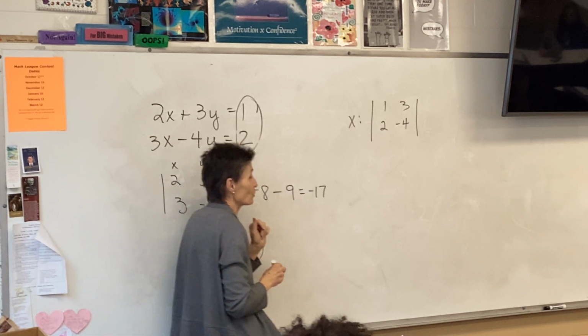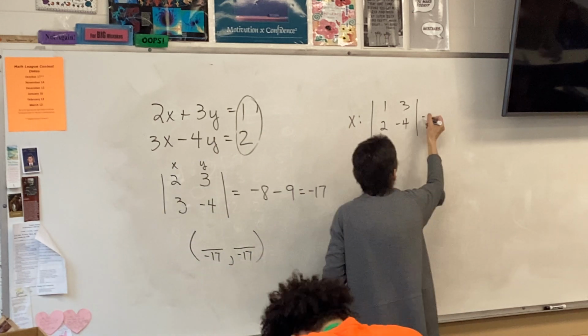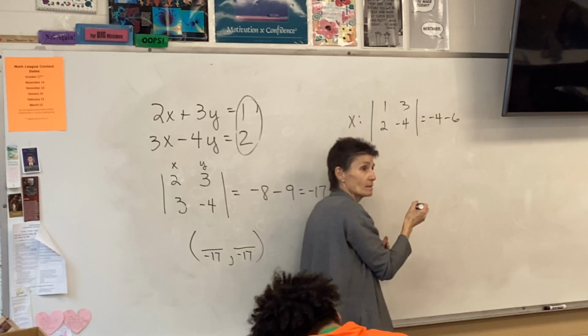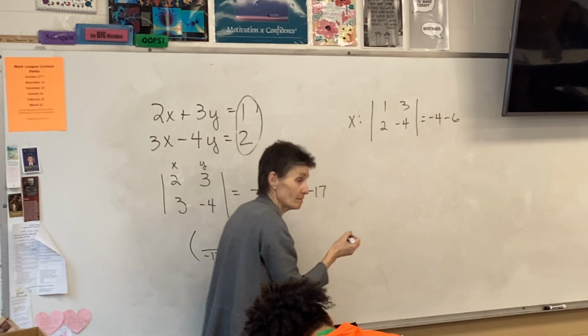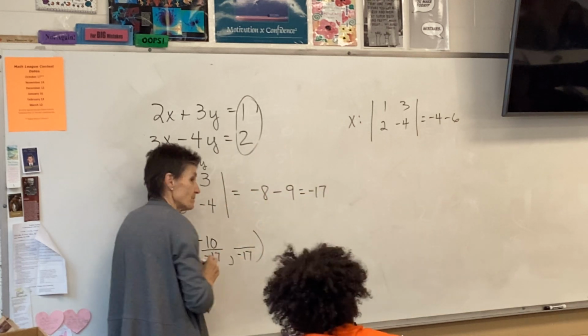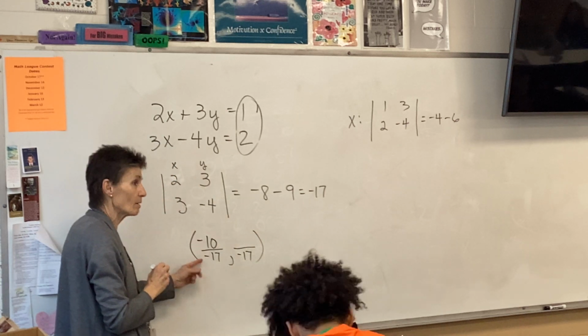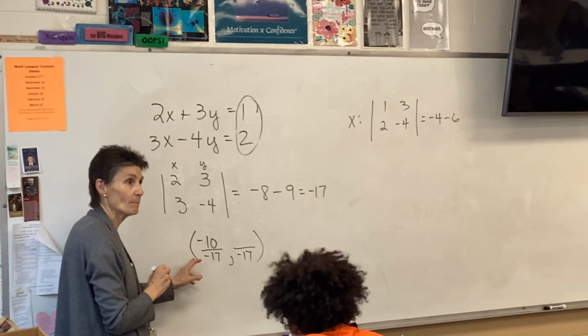All right, what's that determinant? -4 -6. So -10, that's what goes right here, -10. Now, I know those cancel, I'll come back and cancel them later, but that's how I get my x.